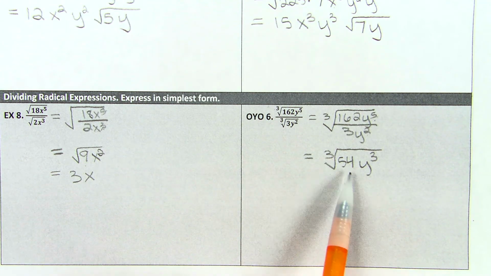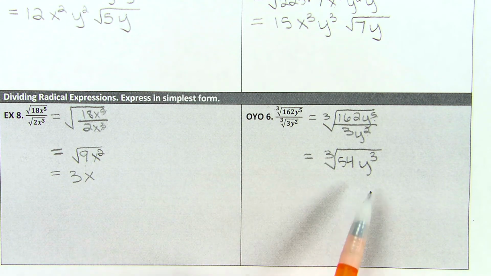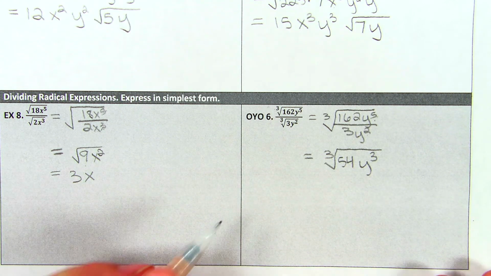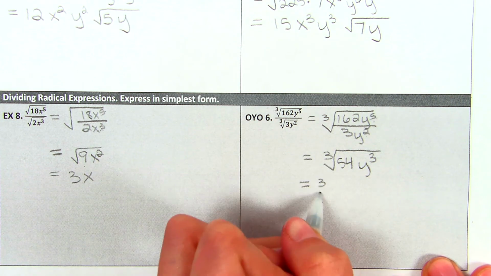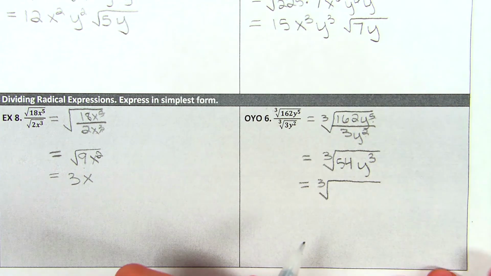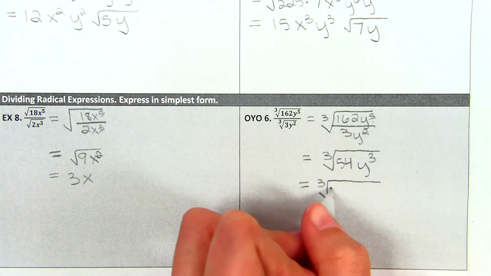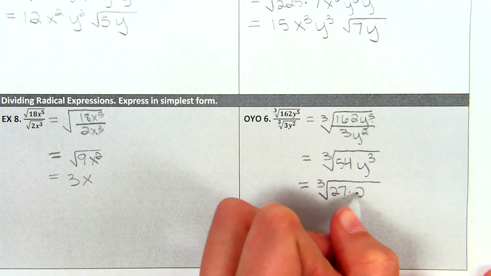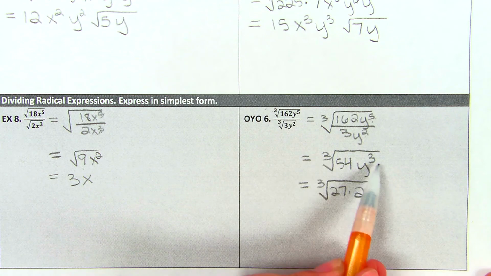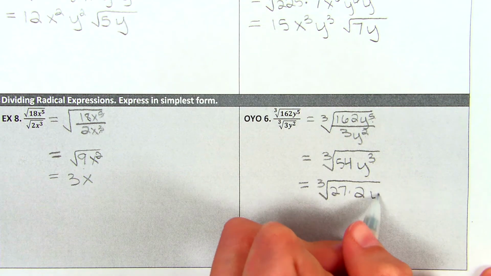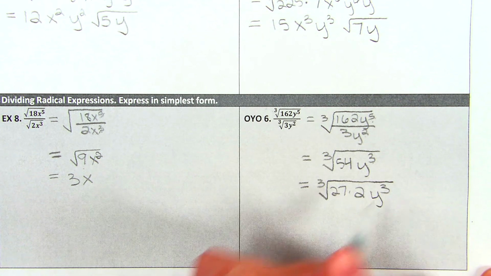Okay, 54 is not a perfect cube, so we want to think of the largest perfect cube that goes into 54. We saw that in example 6. So that is 27 times 2. So we have the cube root of 27 times 2. Now y cubed, we're wanting multiples of 3. 3 is a multiple of 3, so we can leave that as it is. That is a perfect cube.